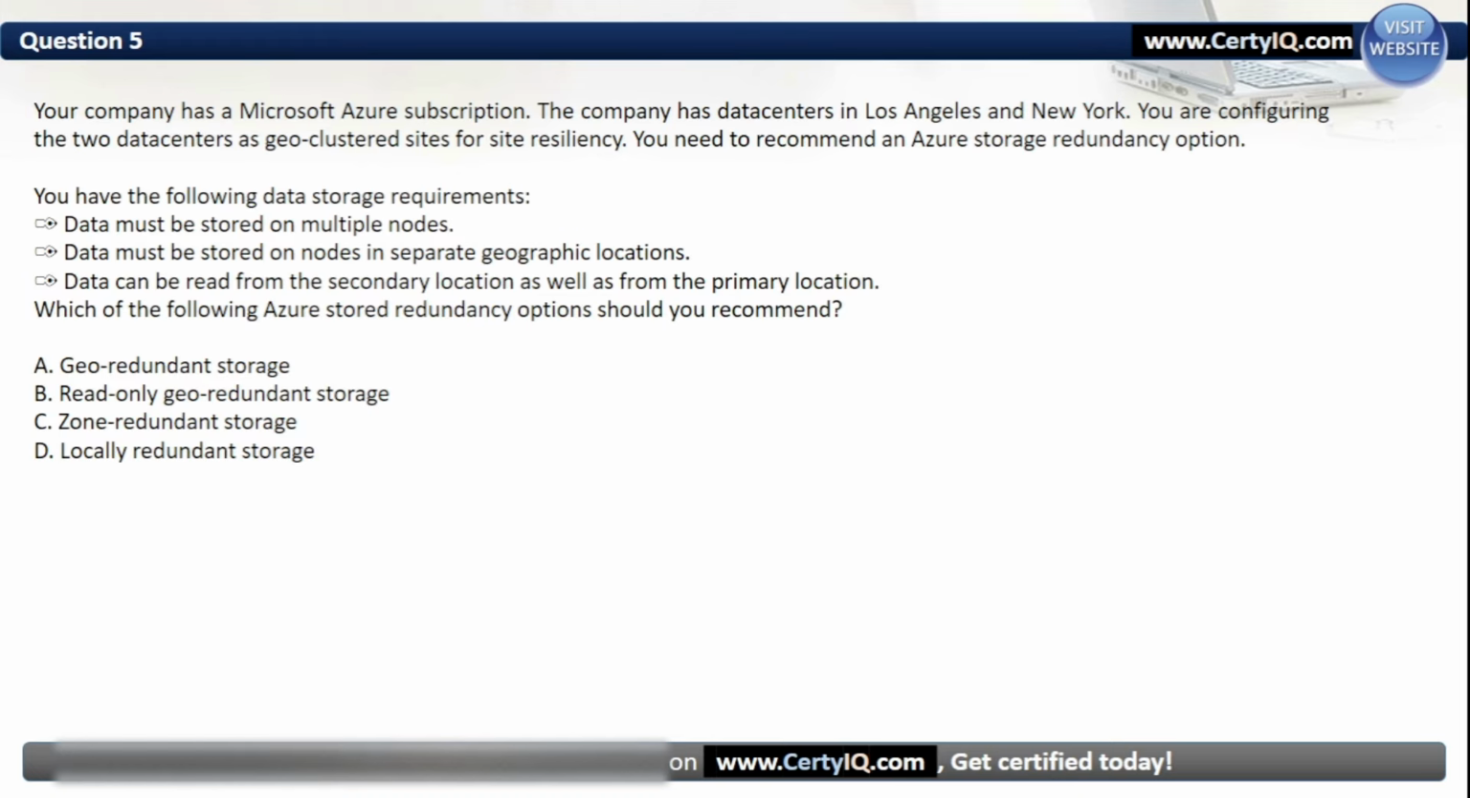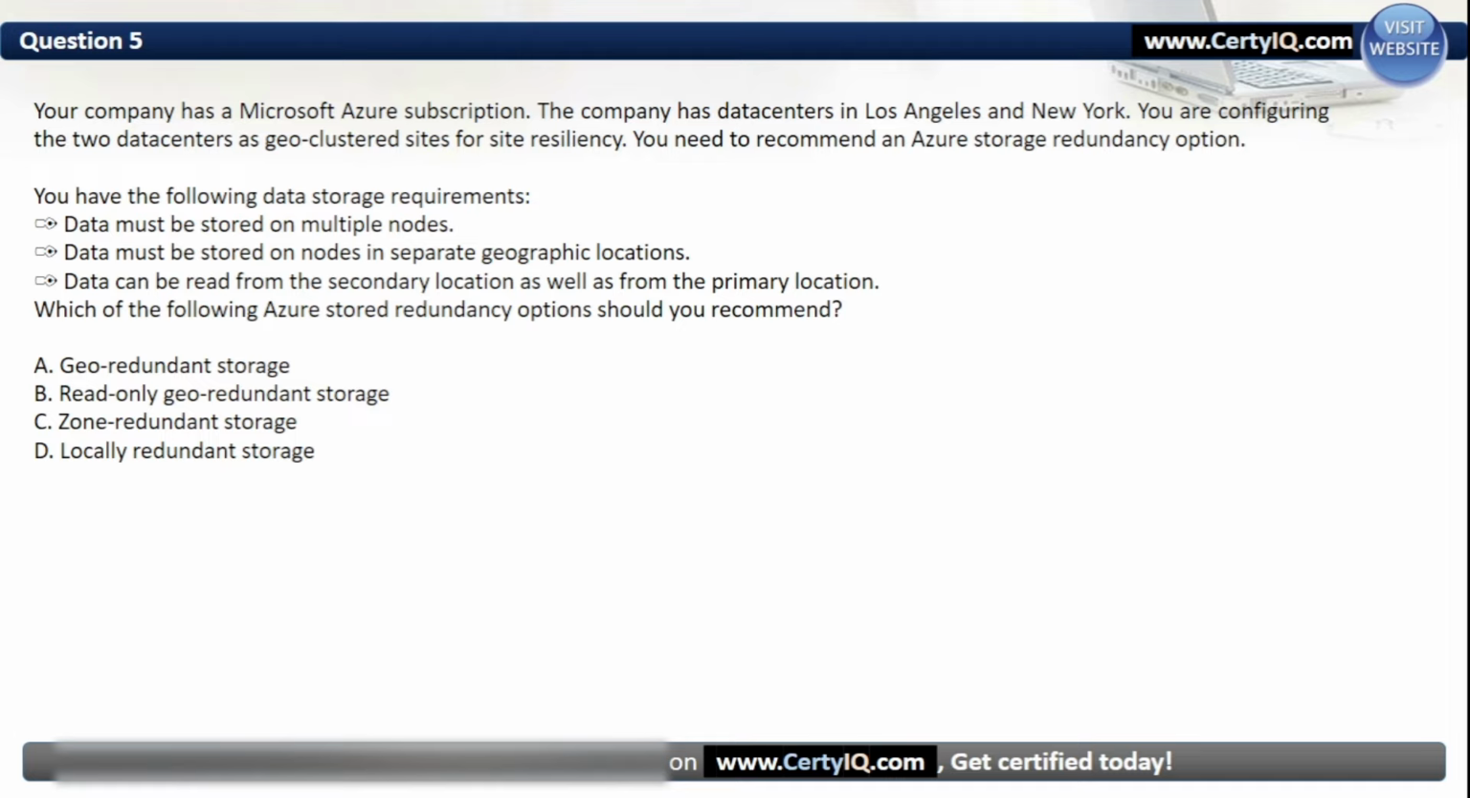Question 5. Your company has a Microsoft Azure subscription. The company has data centers in Los Angeles and New York. You are configuring the two data centers as geo-clustered sites for site resiliency. You need to recommend an Azure storage redundancy option. You have the following data storage requirements. Data must be stored on multiple nodes. Data must be stored on nodes in separate geographic locations. Data can be read from the secondary location as well as from the primary location.